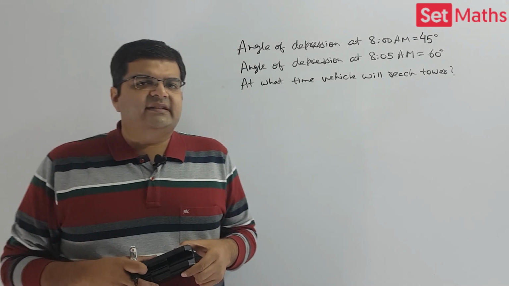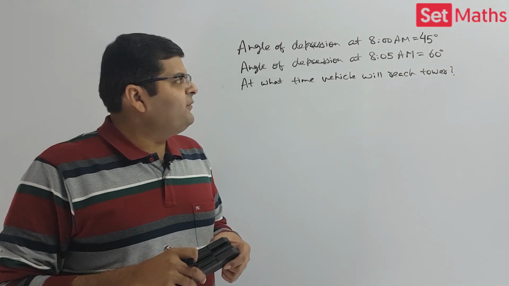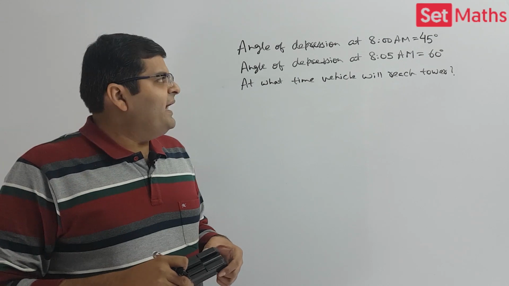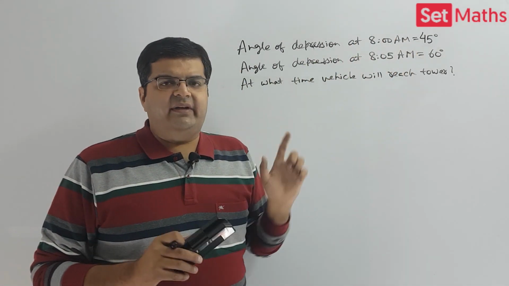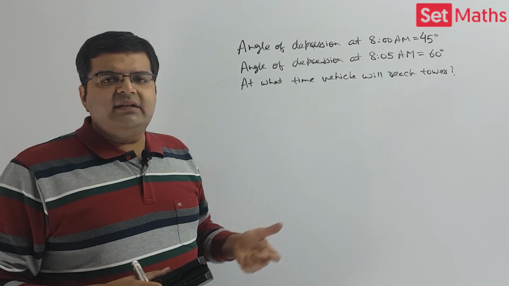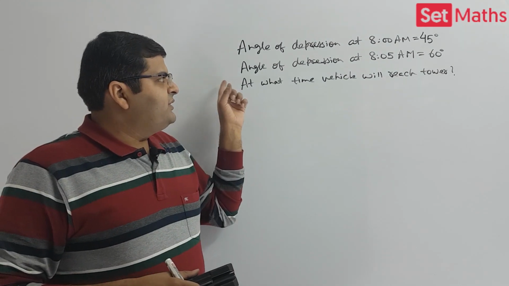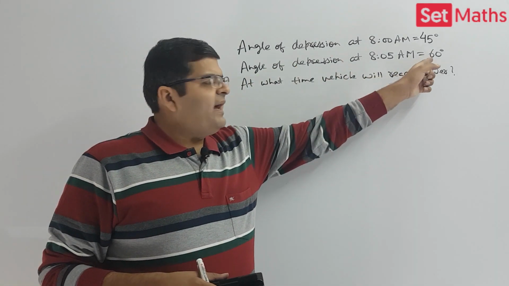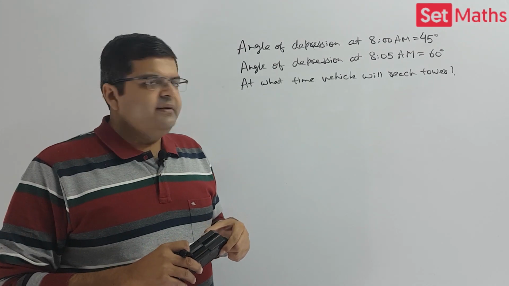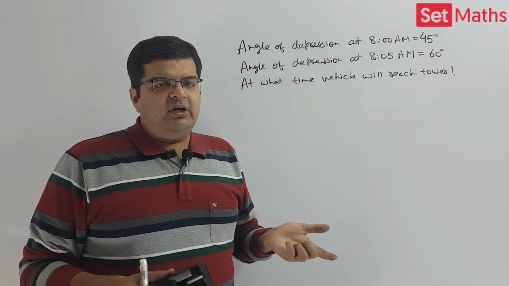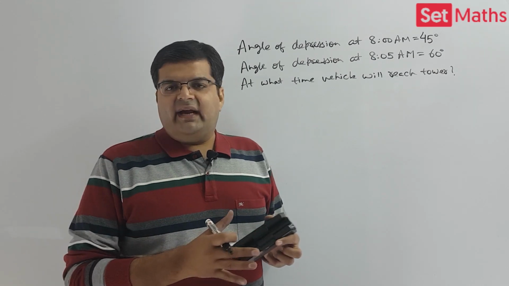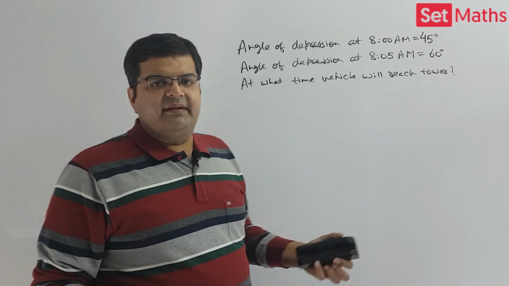Okay, so this question says that a man at the top of a tower observes that the angle of depression of a vehicle at 8 a.m. is 45 degrees. The vehicle is coming towards the tower, so at 8:05 a.m. the angle of depression became 60 degrees. Now we need to know at what time the vehicle will reach the bottom of the tower, assuming that the vehicle is traveling at a constant speed.